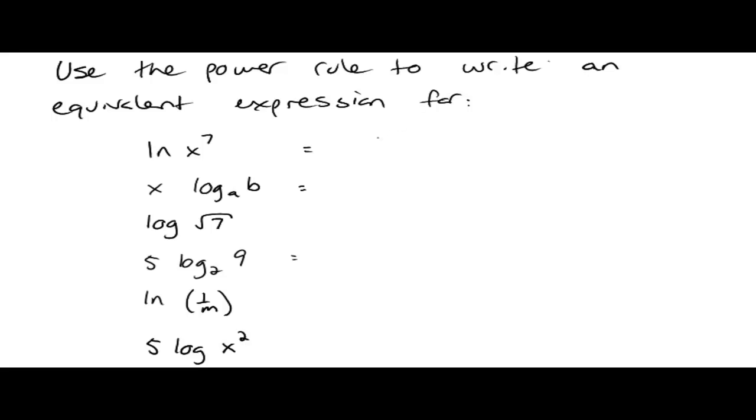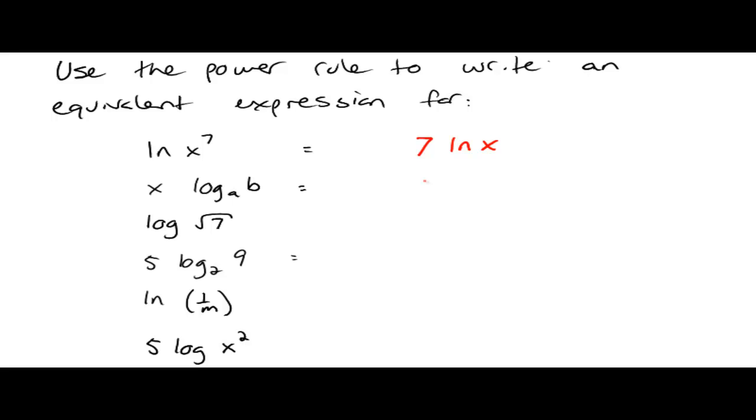So the power rule says that if I have an exponent on the argument of my logarithm, I can move that exponent out front. So for example, ln of x to the 7 can be rewritten as 7 ln x. And of course, as usual, I'm assuming here that all of my bases and my variables are what they need to be to make sure my logarithms are defined. Let's take a look at the next one.